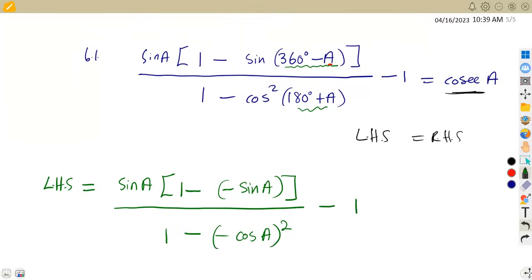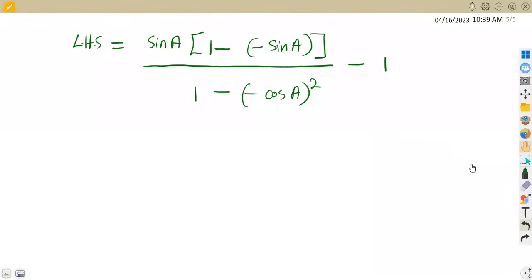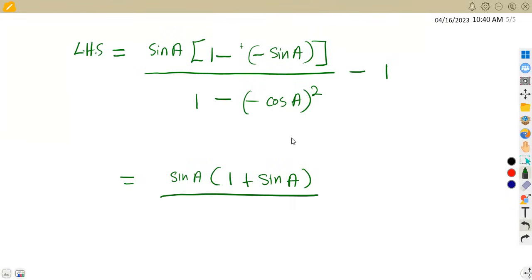Minus 1. So that is what we have on the left-hand side. Now let's see what we can do to simplify further so that this can give us what we are given on the right-hand side. In this case, we can simplify: a negative and a negative here is a positive. So this is going to give us the sine of A into 1 plus the sine of A, everything over minus cos squared.